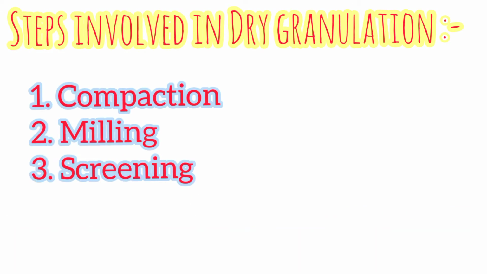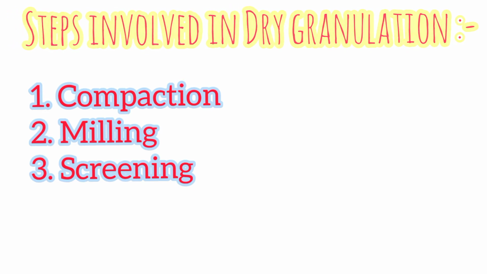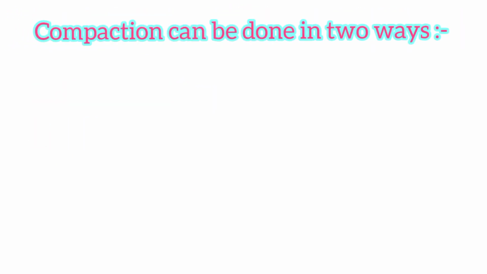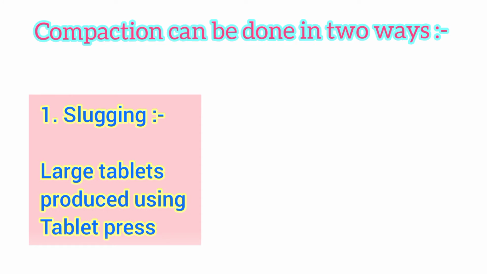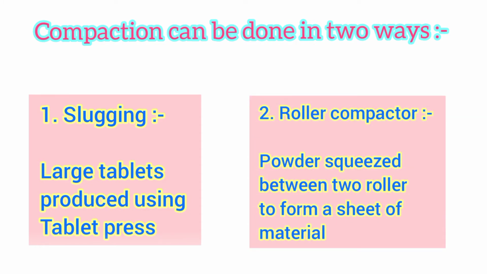Now let's see the steps involved in dry granulation. First one is compaction, second one is milling, and third one is screening. Compaction can be done in two ways. One is slugging, where we produce a large size tablet by using a tablet press, and another one is roller compactor, where we produce a sheet of material by squeezing the powder between two rollers.